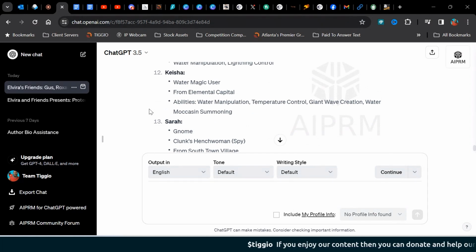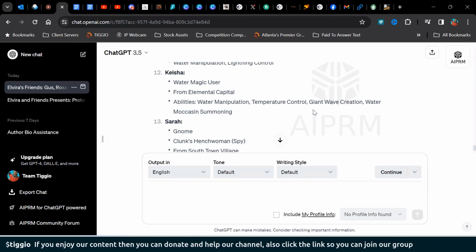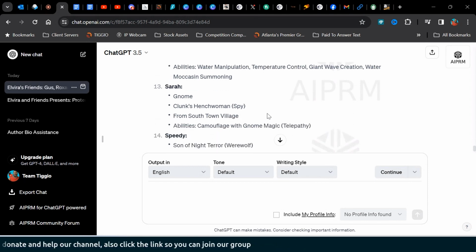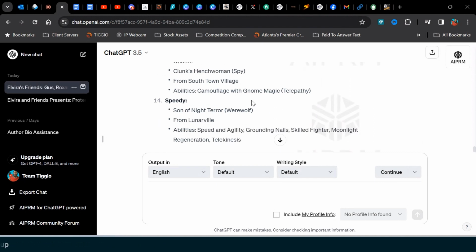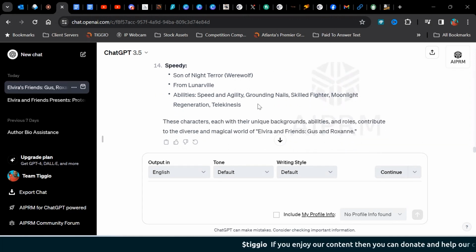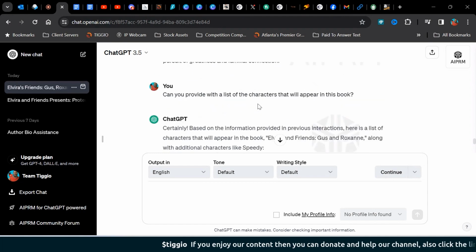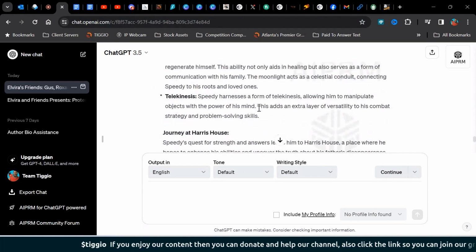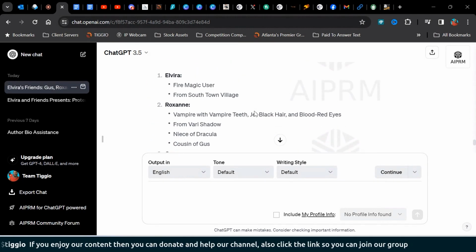All right. So Keisha, water magic user for Elemental City, abilities: water manipulation, temper control, giant wave creation, water moccasin summoning. And then you got Sarah, who's Clunk's henchman spy from Southtown Village, abilities: camouflage with gnome magic and telepathy, and Speedy. So these are some of the characters that will appear. But now we need to fix this timeline right here.